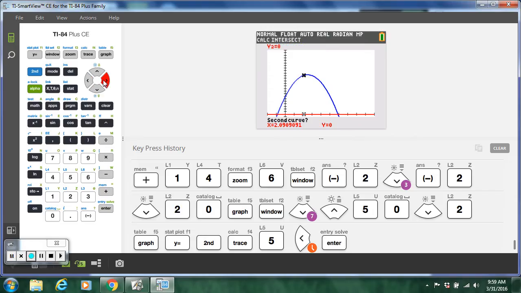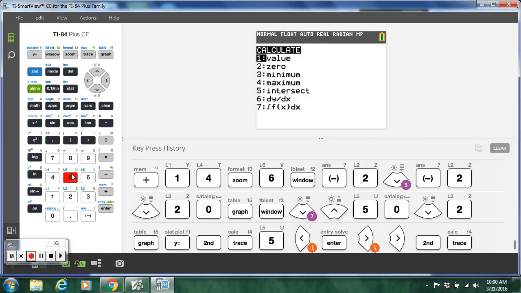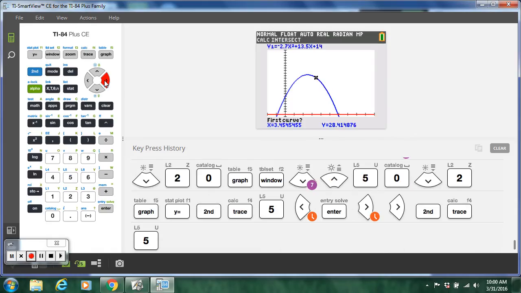Enter to the right. Oh shoot. Y'all see what I've done? I'm doing the intersection. What was I doing? I was doing the maximum. I wasn't paying attention. I was trying to get through this quick. Let me start over. Second, calculate intersect. Now I gotta move my cursor to the intersection point. Sorry. And then I went way too far. There we go. Close enough.